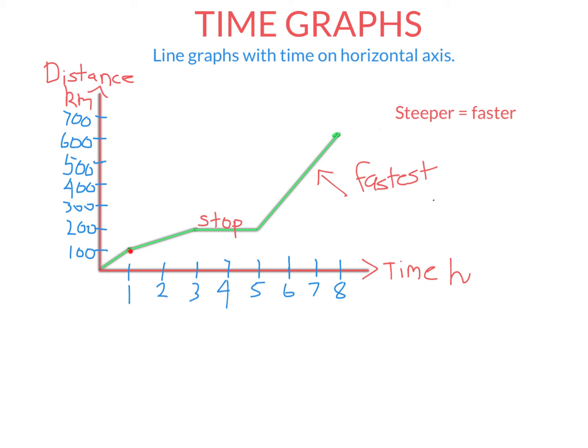Here they went 100 in 1 hour. So here they went 100 kilometers per hour. Here, 400 kilometers in 3 hours. That's slightly faster. That's like 133 and a third kilometers per hour. Here, because this line is flatter, this is where they were traveling the slowest. They stopped here, but this is where they were traveling slower. So steeper lines mean you're going faster, flatter lines mean you're going slower. The steeper the line, the faster the rate of increase.